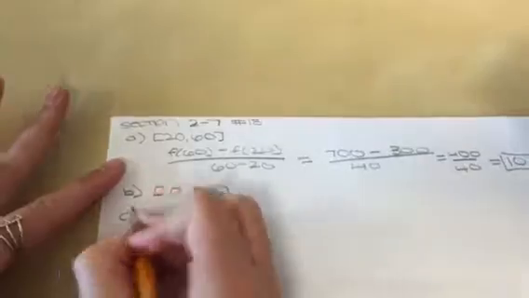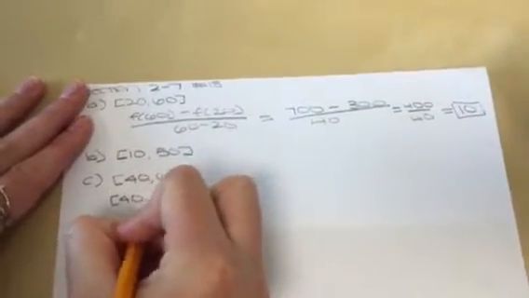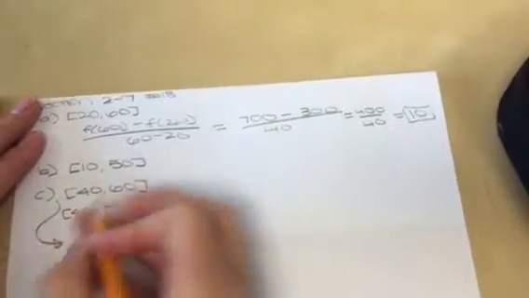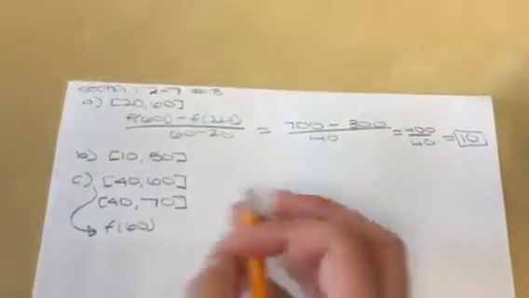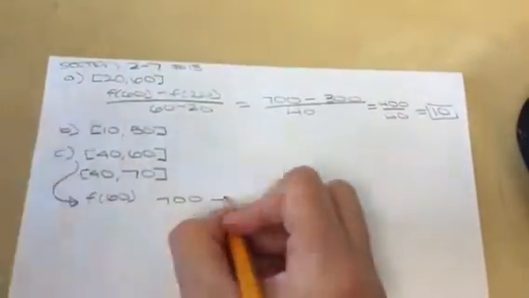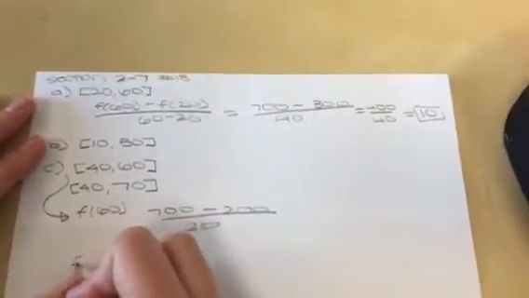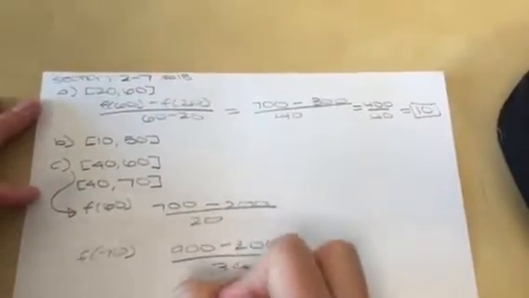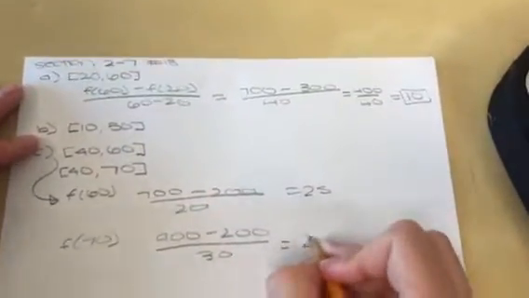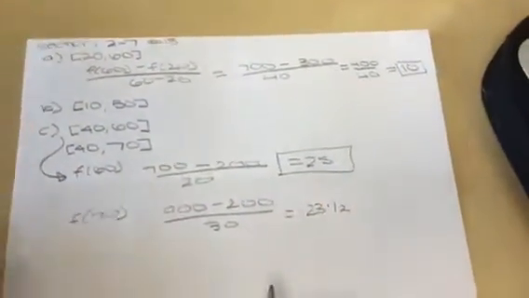Okay, now for letter C, on which interval gives a larger average rate of change, we have 40 to 60, and 40 to 70. So let's do this one first. We have f of 60, which we already found, as 700, minus f of 40, which happens to be 200, all over 20. And then f of 70 is 900, minus 200, all over 30. So this happens to be 25 and 23.5. So we can see that the interval 40 to 60 has a larger average rate of change.